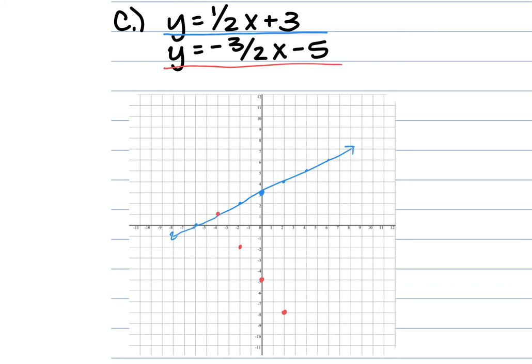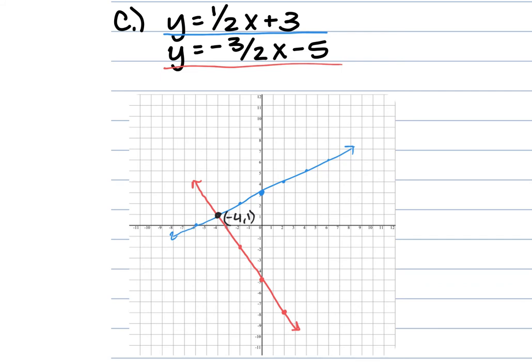Do you guys see where they're going to intersect? Yes. What point is that? (-4, 1). (-4, 1), baby. (-4, 1). Am I done? No. Can I do the next one?